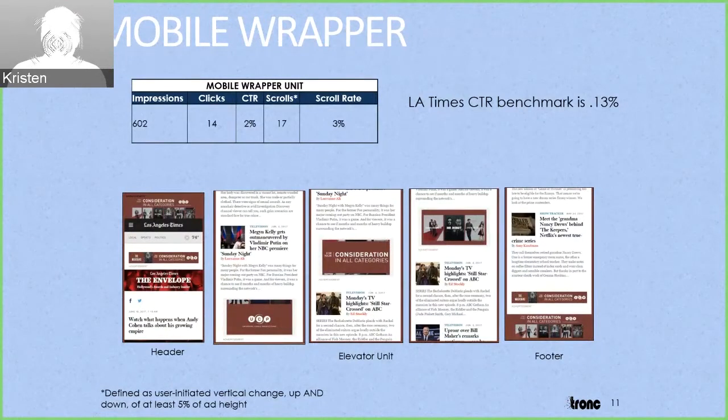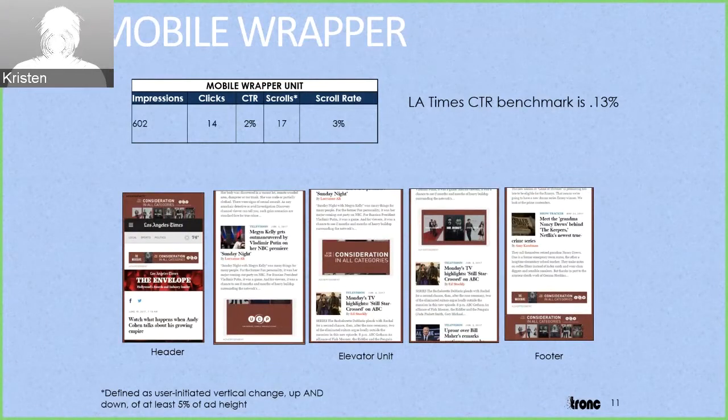And then this is our first unit. It's the mobile wrapper. So we use this a lot actually in FYC campaigns for our TV and film clients. I wanted to show you guys how this unit performs against our normal CTR benchmark at 0.13%. So this unit had a 2% CTR, and we can measure scroll rate and the number of scrolls, which is defined as user-initiated vertical change up and down of at least 5% of the ad height.